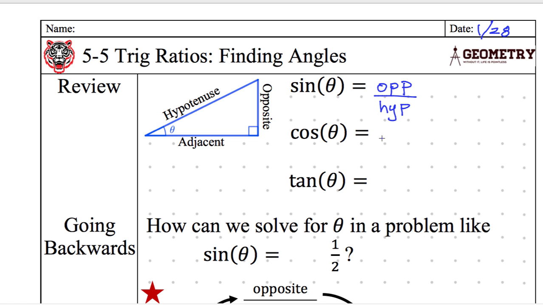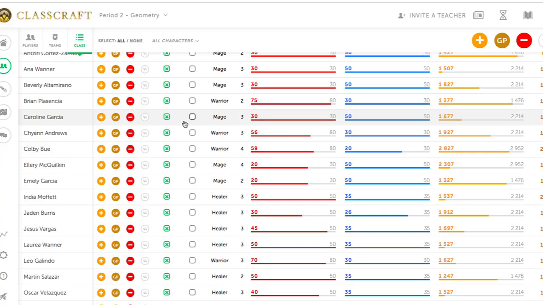All right, cosine. What is cosine? Tons of hands. Chewy. Adjacent over hypot. Adjacent over what? Hypotenuse. Okay, well, we'll take it. We'll say it's hypot.